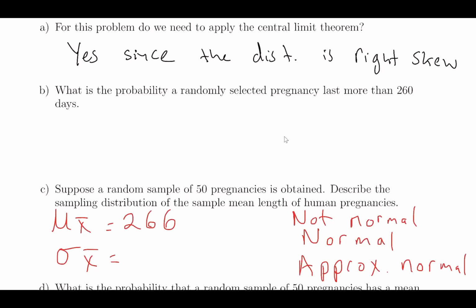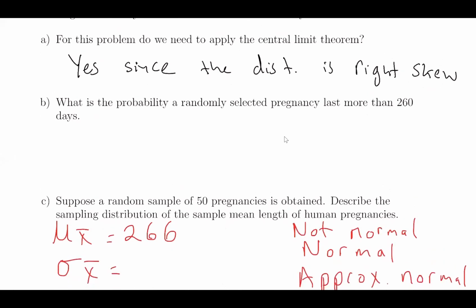Up next, we have to find sigma of x bar. So what would be sigma of x bar? 16 divided by the square root of 50. Yeah. So we'll put 16 divided by the square root of 50, which is equal to 2.26. Everybody good so far? I got 2.26 for standard error.